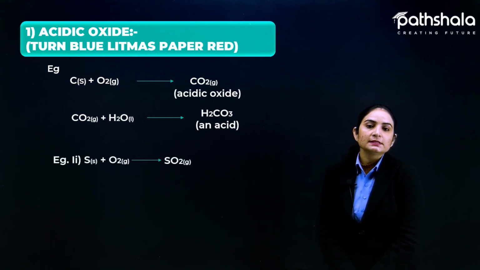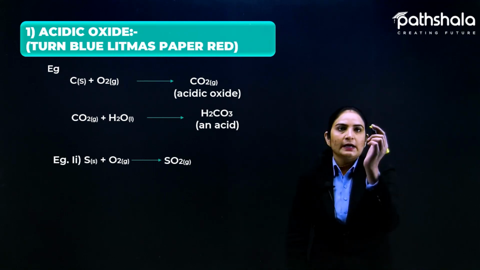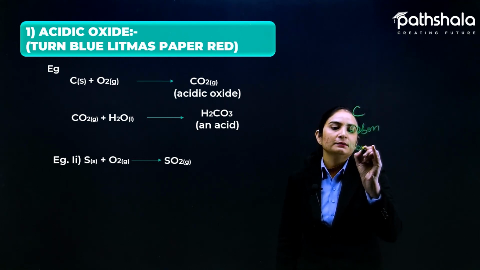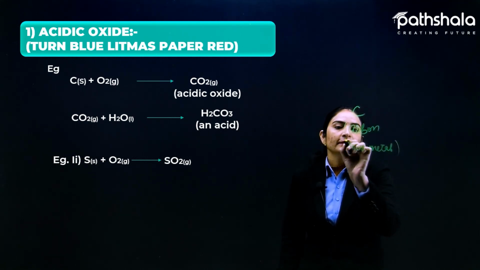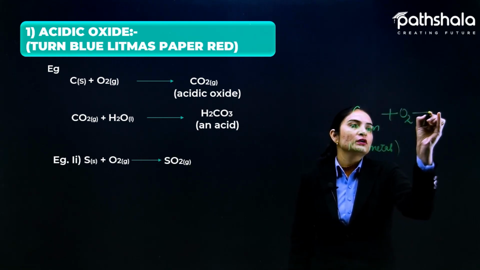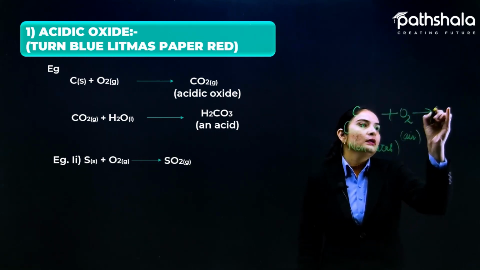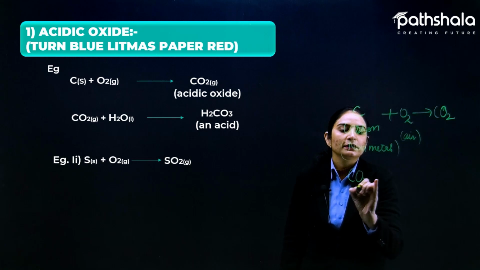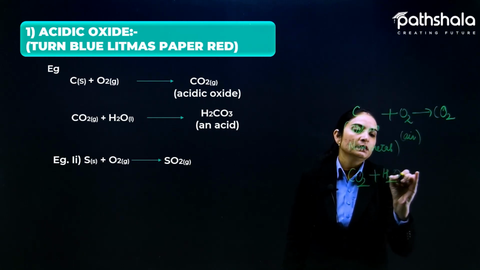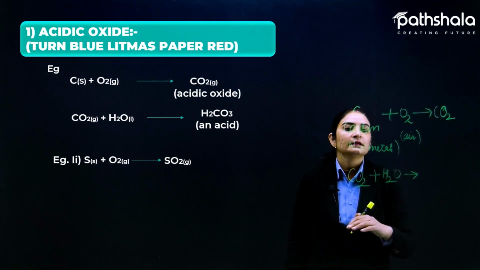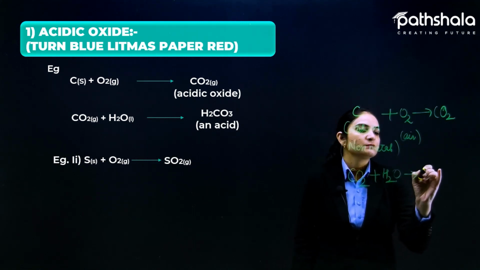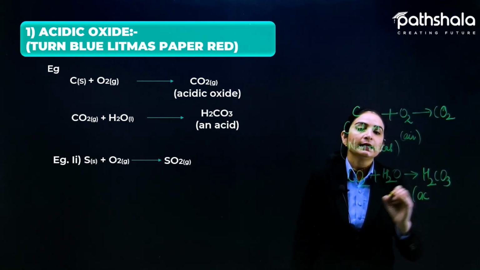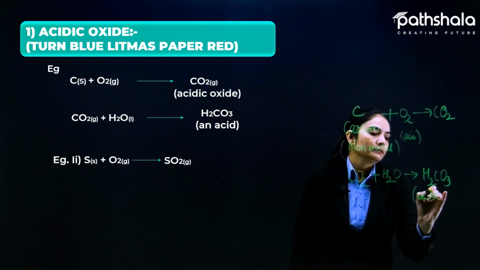Another example is the case of sulfur. So I have told you carbon. Carbon is what? A non-metal. When a non-metal reacts with oxygen from air, it can produce CO2, carbon dioxide. And when we dissolve this CO2 in water, we make a solution and test it with litmus paper. So it can form H2CO3, carbonic acid, and it can turn blue litmus into red.